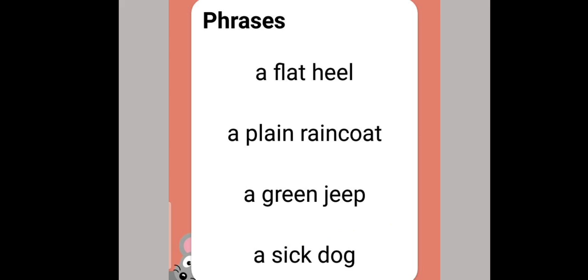Good job. We're going to read the second sentence. It says a plain rain coat. A plain rain coat. Good job. The third sentence says a green jeep. A green jeep. Good job.